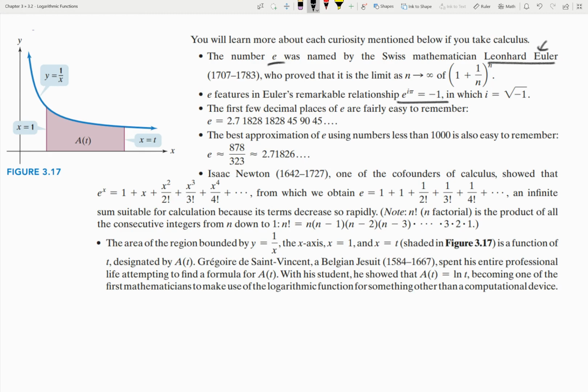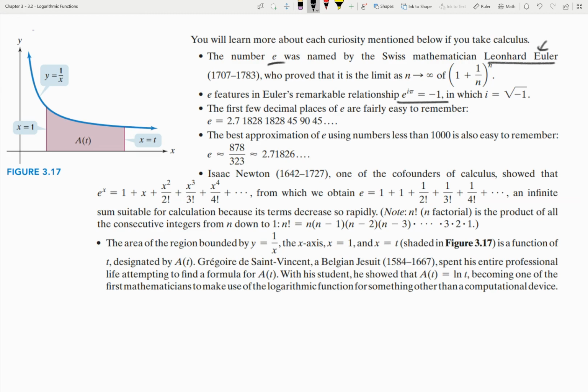He also proved this relationship that e to the i pi is equal to negative 1. It has a cool pattern to it, much cooler than pi, right? 2.7, 1828, 1828, 4590, 45, and then it just keeps going after that in a less defined pattern, but still pretty nifty. Easy way to remember it is 878 over 323.